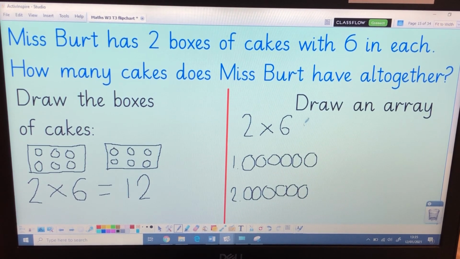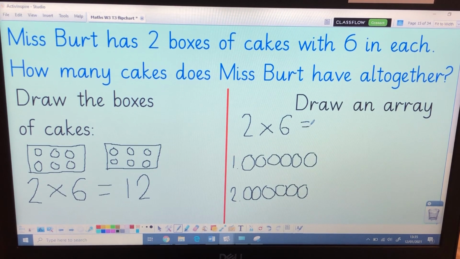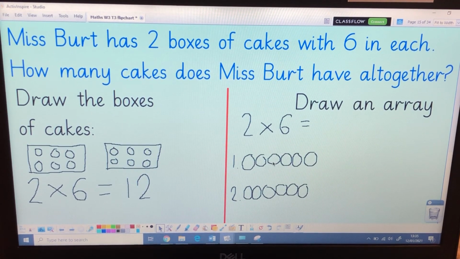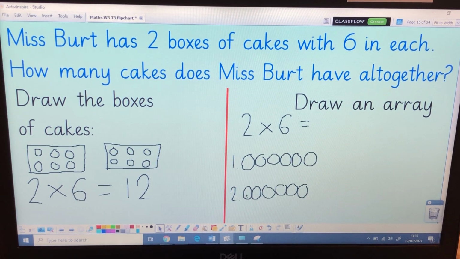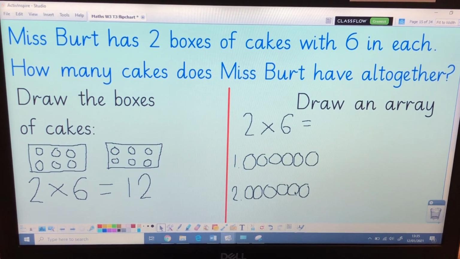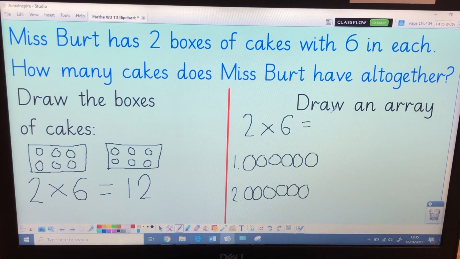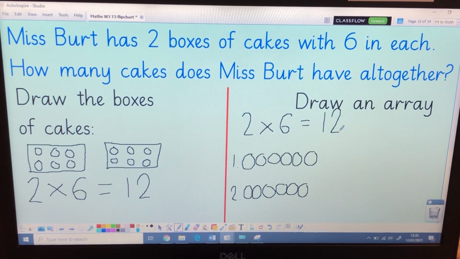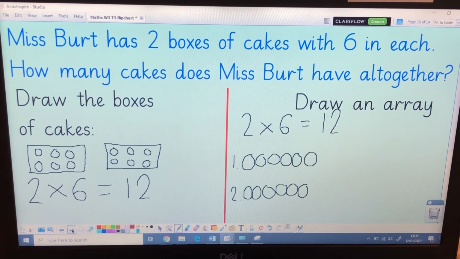Okay, should we count up the circles to see what our answer is? I wonder if it's the same. 1, 2, 3, 4, 5, 6, 7, 8, 9, 10, 11 and 12. So whichever way you worked it out, you still get the same answer. Okay, I think we've got another one to do now.